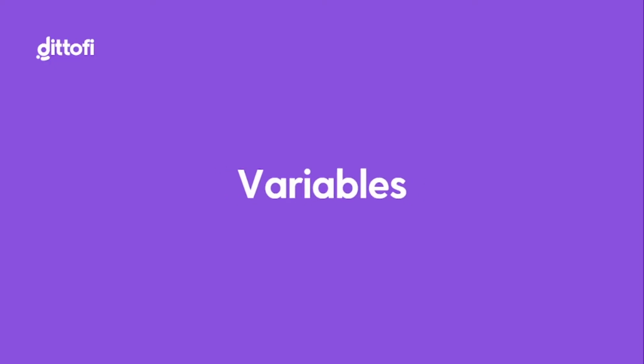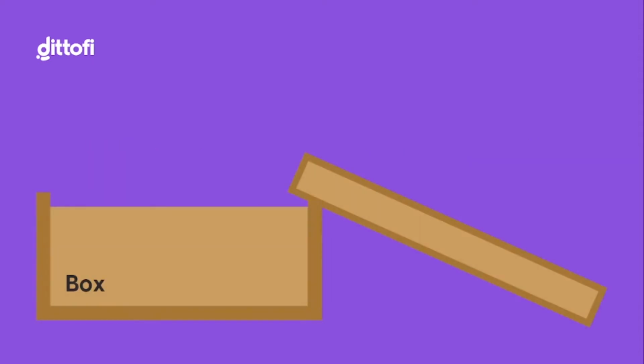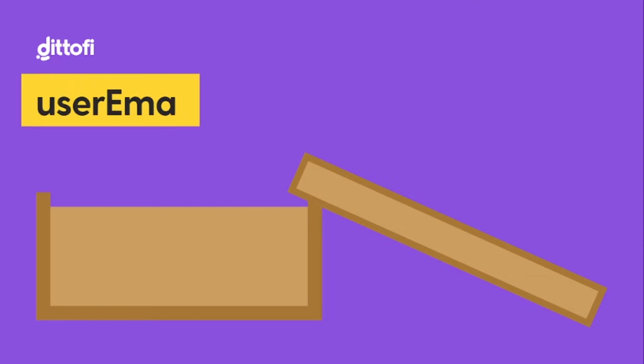Variables are really important in app development, but what exactly is a variable anyway? Well, in super simple terms, a variable is just like a box. Just like a box, you can give your variable a name to describe its contents. This will help you remember what you've stored inside of the variable. For example, let's give this variable a name, user email.